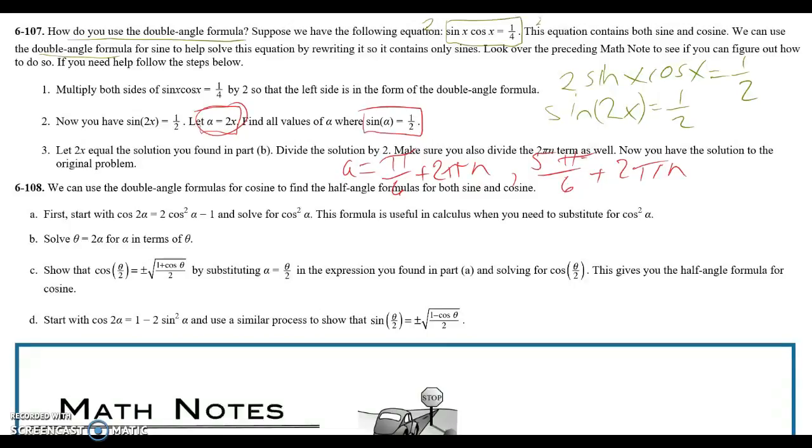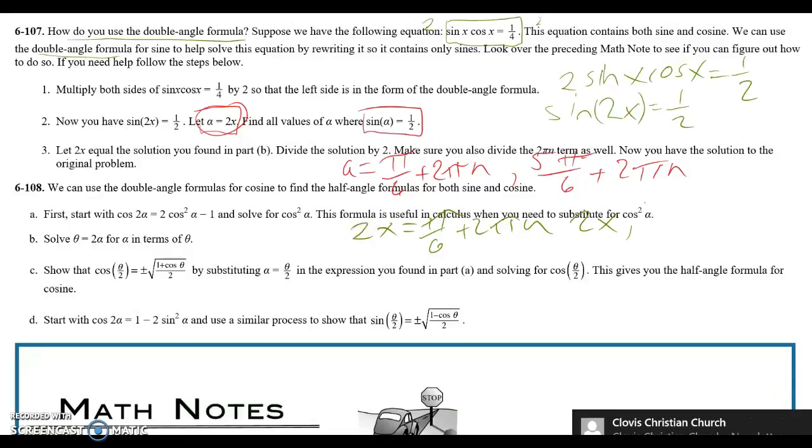Okay, so alpha happens to be, as we stated before, 2x. So we're going to need to do a little bit of substitution here to finish this problem up. So alpha happens to be 2x. So 2x is equal to pi over 6 plus 2 pi n. It is also equal to 5 pi over 6 plus 2 pi n.